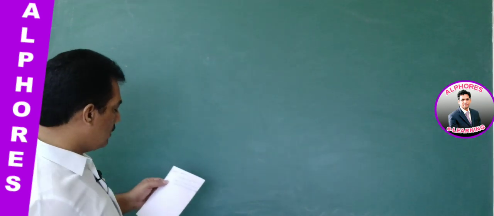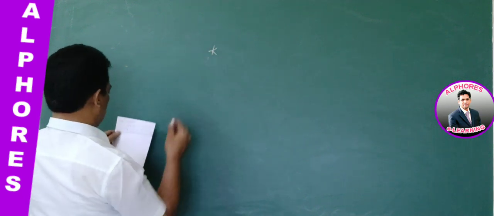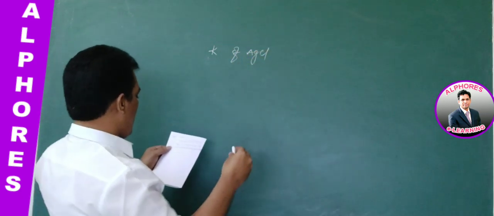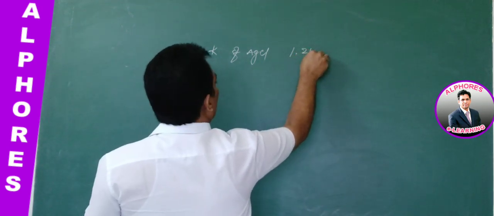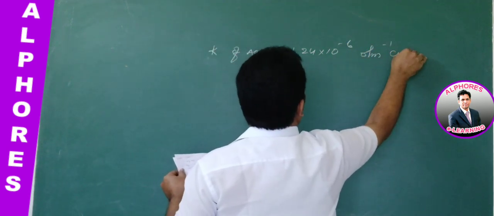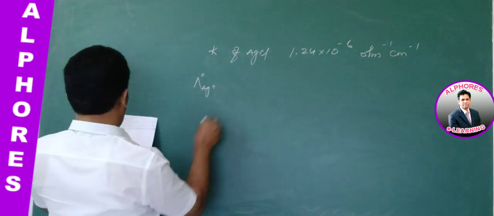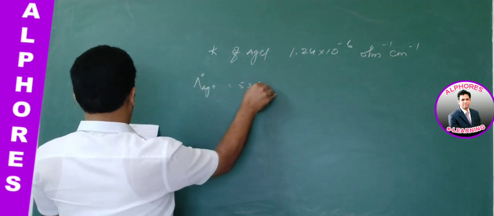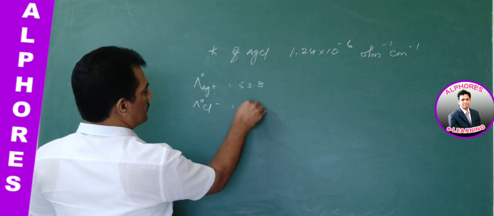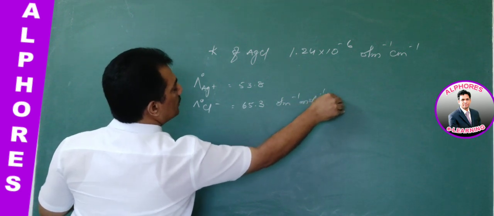Just follow. The question data is the specific conductance kappa of AgCl, given as 1.24 × 10^-6 ohm^-1 cm^-1, and the conductance of Ag+ at infinite dilution is 53.8, and the conductance of Cl- is given as 65.3 ohm^-1 mol^-1 cm^2.